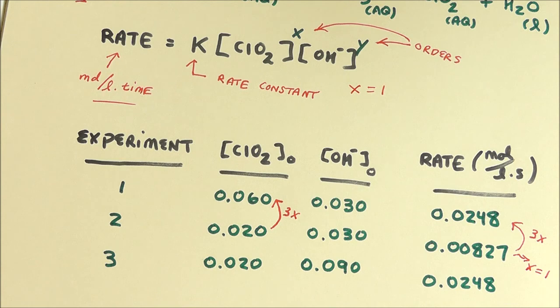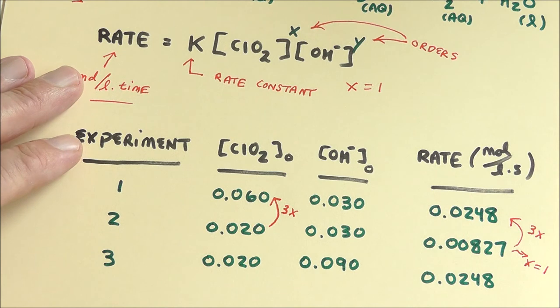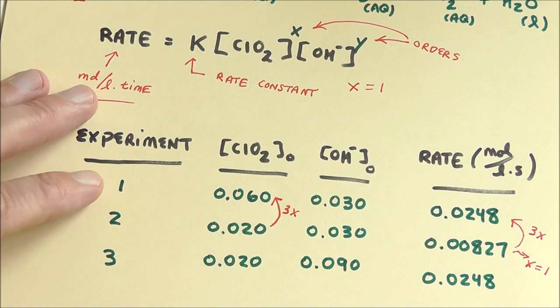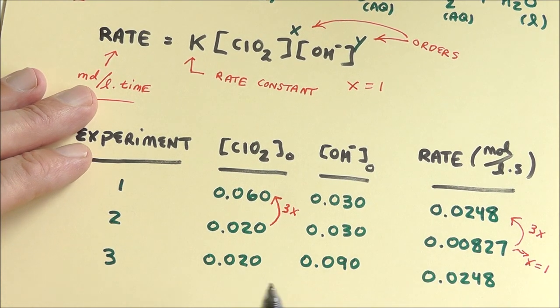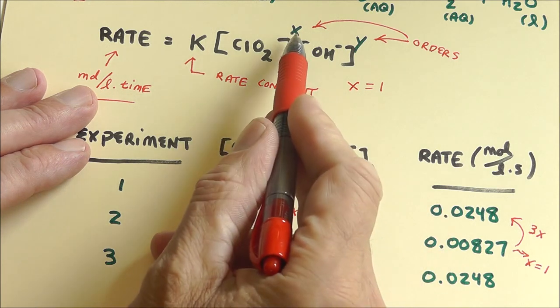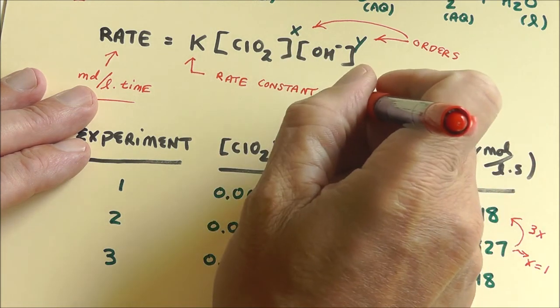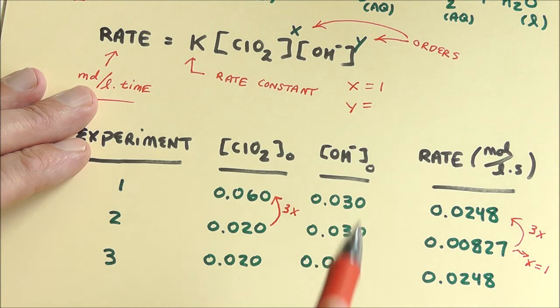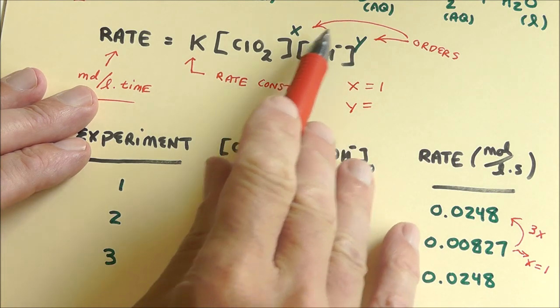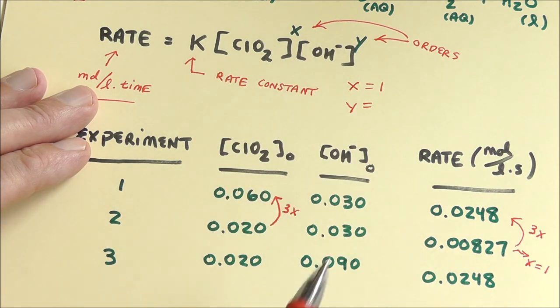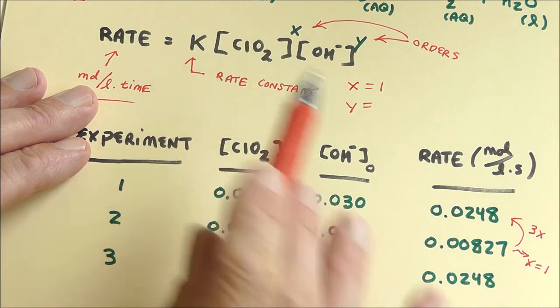So not only did it tell us that if we tripled that concentration we tripled the rate, I could have increased the concentration by tenfold, and the rate would do the same thing. You see what we're doing is we're just extrapolating the pattern that we see. So now I've kind of solved the puzzle for what x is. Let's find out what y is, which means I'm going to change the concentration of OH minus where the other component didn't change.